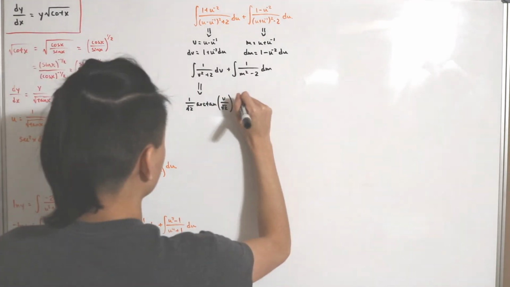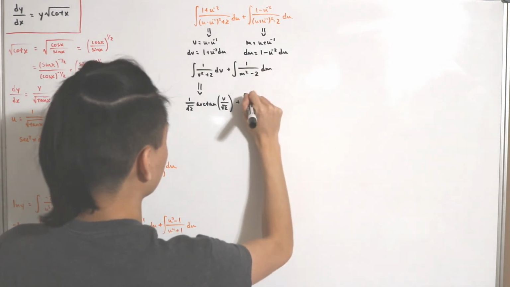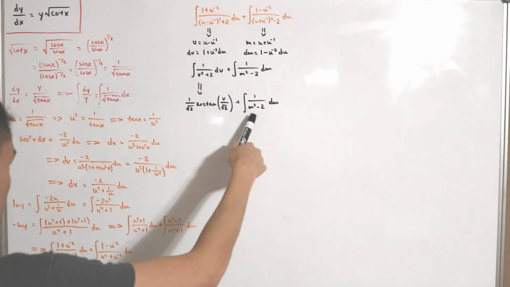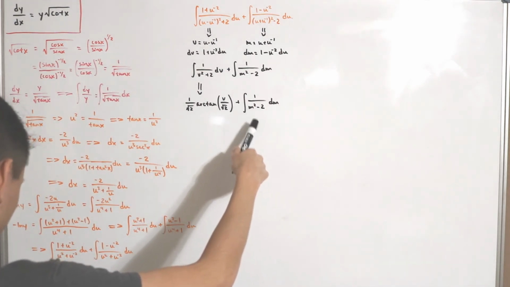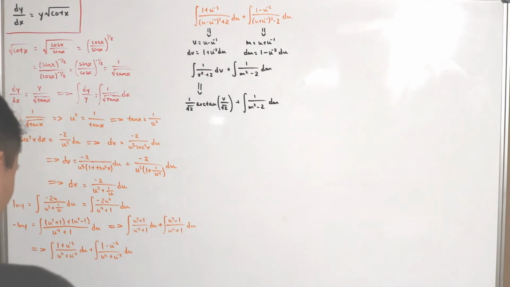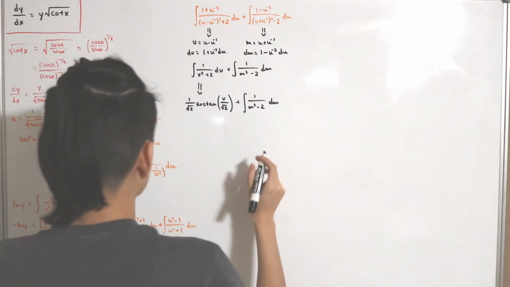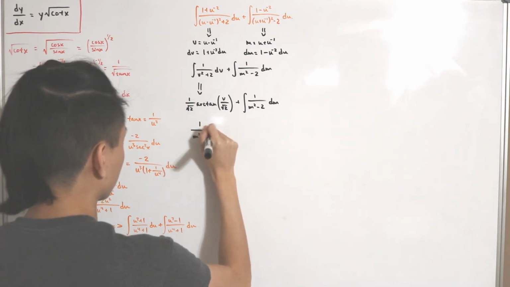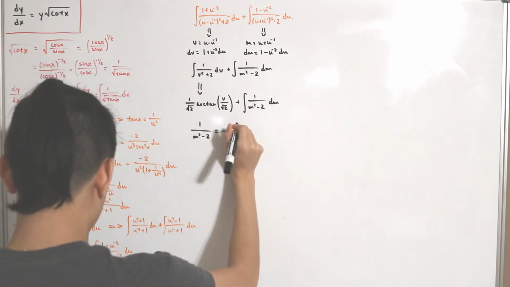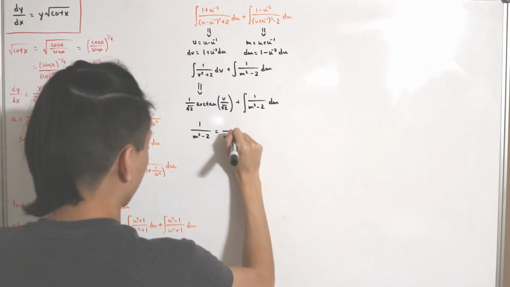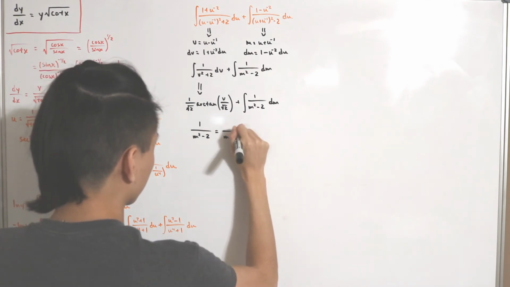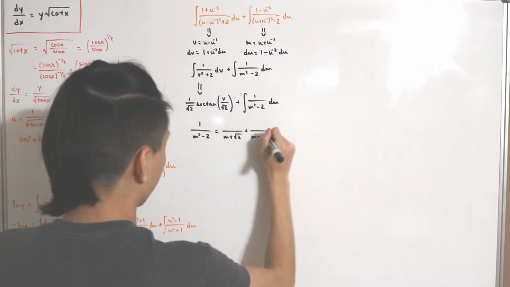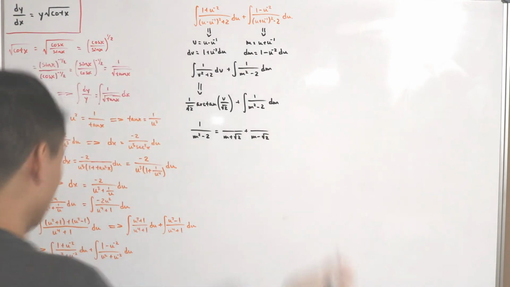And then we'll just write our integral from over here, 1 over m squared minus 2 dm. Over here, this integral we want to evaluate, we're actually going to do a partial fractions decomposition. So that means m squared minus 2, the denominator can be separated as m plus the square root of 2 and then m minus the square root of 2.